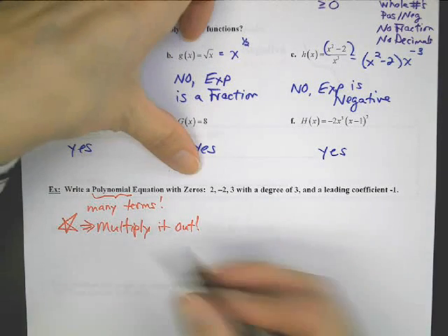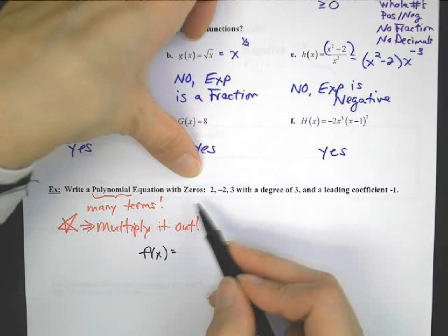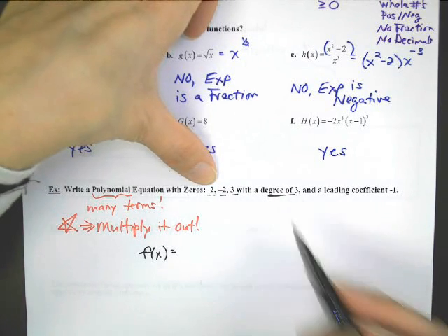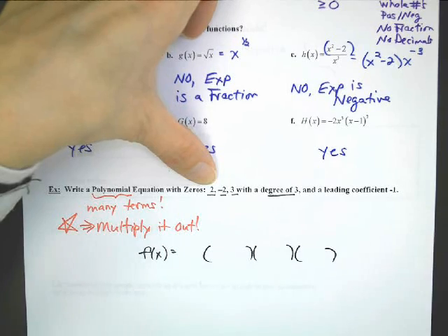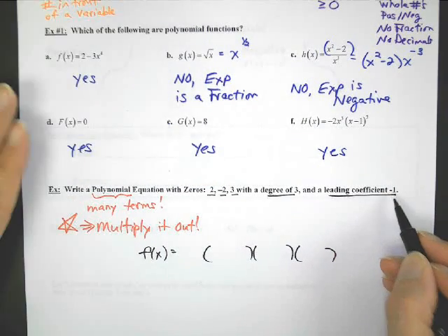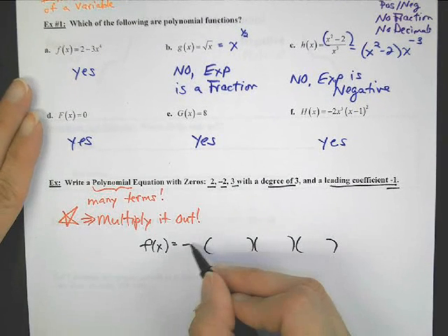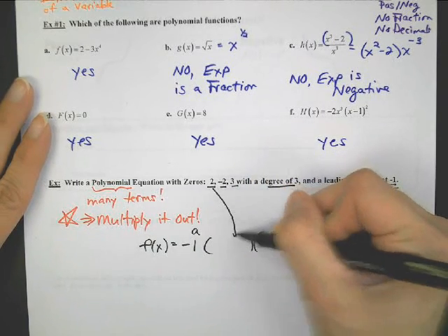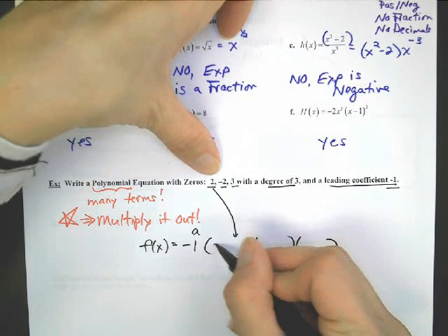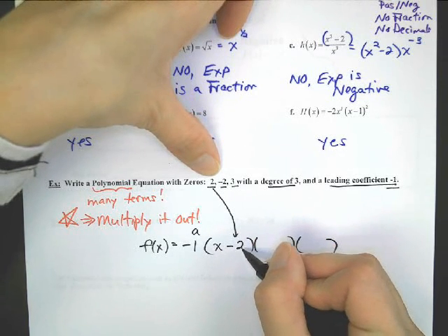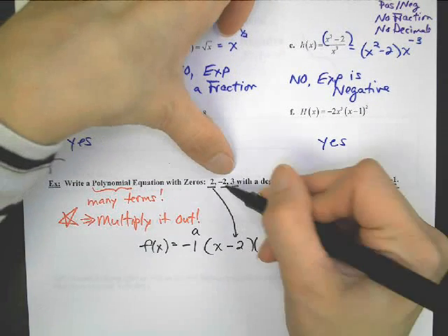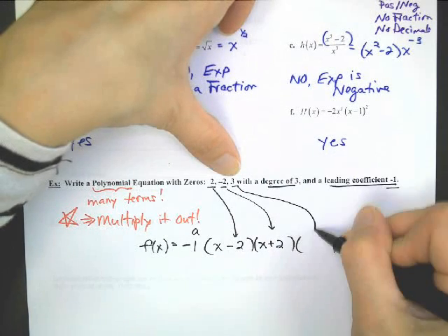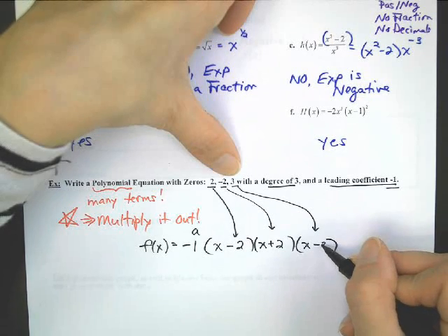So let's go ahead and start with the left-hand side. f of x equals, it's got zeros 2, -2, and 3, and the degree is 3. So that means we're going to have 3 sets of parentheses. And the leading coefficient is -1. So the -1 is going to go out in front. That's like your a value. And now we have to put these zeros in. If you told me that the zero was 2, then you have to write x minus 2. Doesn't that say go 2 to the right? What if it's -2? Then you'd say x plus 2. And when it says 3, let's go ahead and write x minus 3.